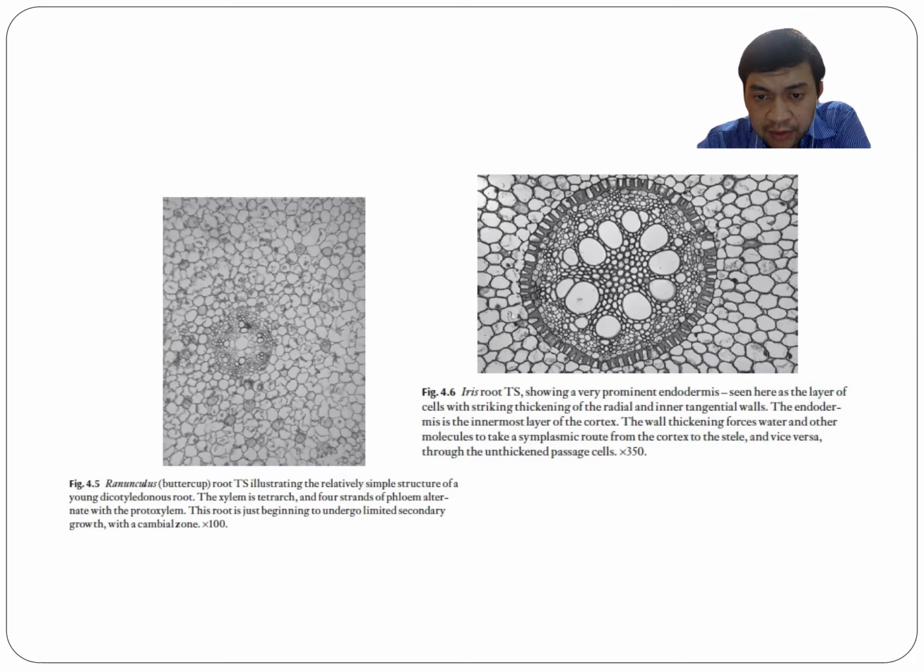While here is the iris root, showing a very prominent endodermis, seen here as the layer of cells with the streaking and thickening of the radial and inner tangential walls. The endodermis is the innermost layer of the cortex, and the wall thickening forces water and other molecules to take the symplastic route from the cortex to the stele or vice versa.